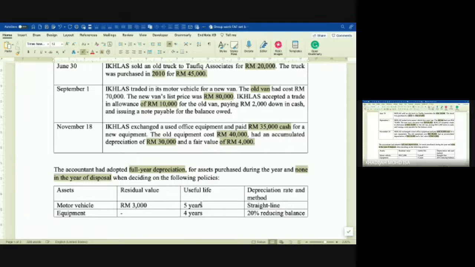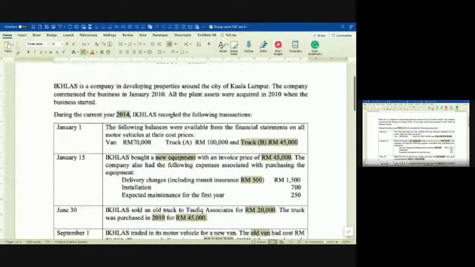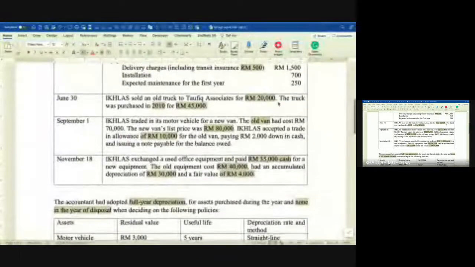And then when did you purchase this van? I believe it's 2010. All plant assets were acquired in 2010. So it means that it's for 4 years. Times by 4. So you should get, what is the accumulated depreciation?